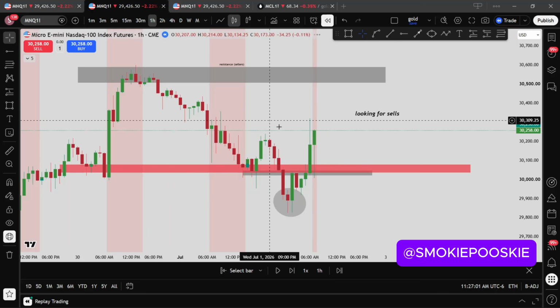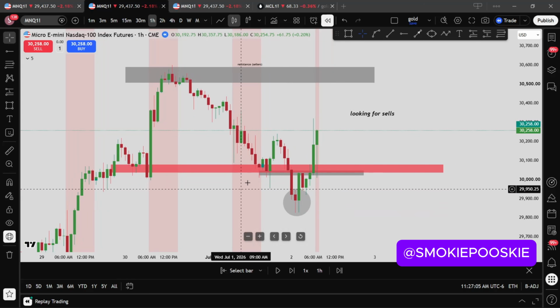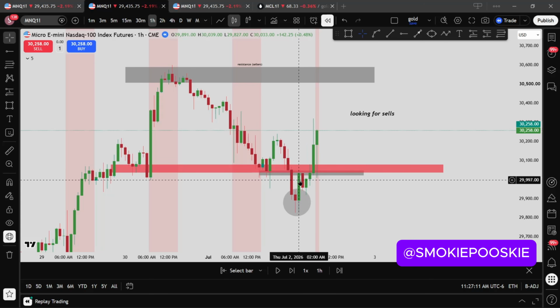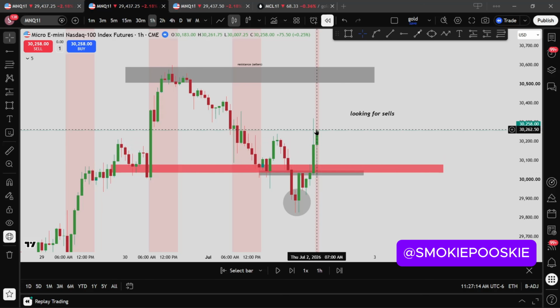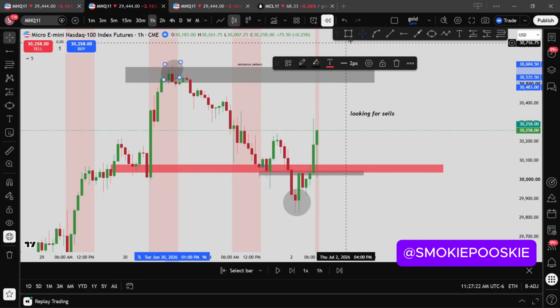Red is the 4-hour time frame, and this black is the 1-hour time frame, right? So we broke 4-hour support and we broke 1-hour support. So all of this is telling me that anything that's going to be bullish is most likely just going to be a correction to create a lower high, something lower than this.